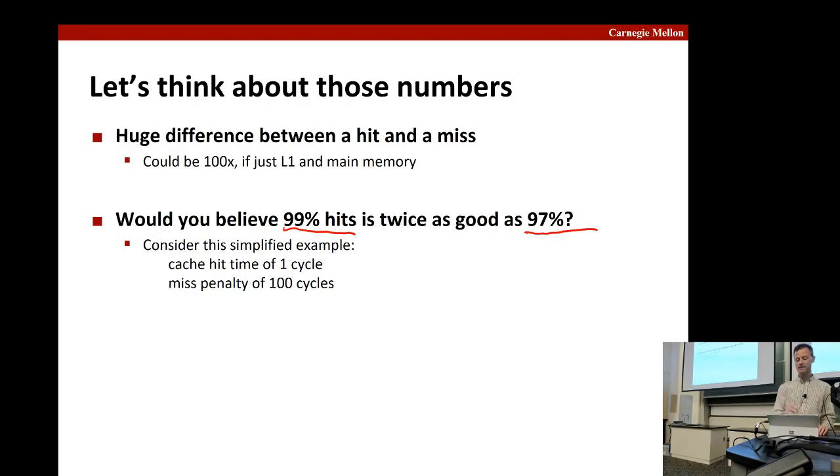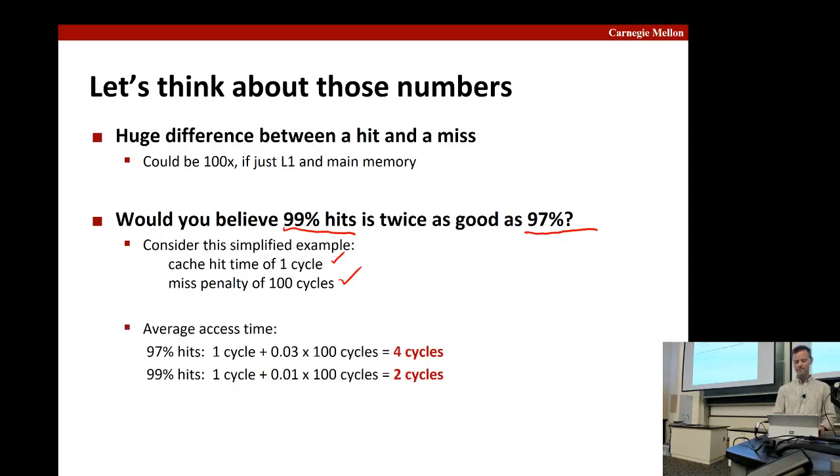And this is illustrated by a simplified example. If I have a cache hit time of 1 cycle and a miss penalty of 100 cycles, then if 97% of the time I get hits, that means 3% of the time I pay this expensive thing. And so when you multiply that and add it up, you get 4 cycles. With 99%, I only get this expensive thing once, 1% of the time, and so it's only 2 cycles.